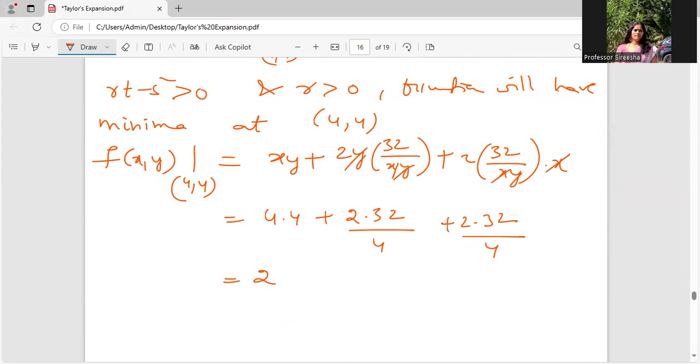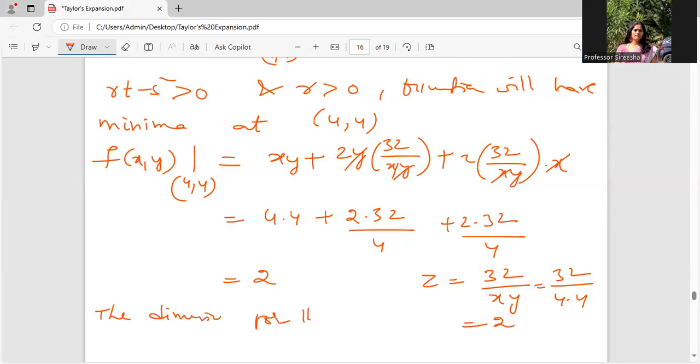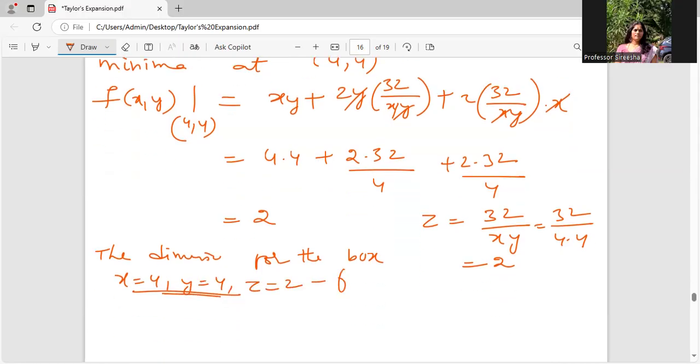Or I can just find out the value of Z. What is Z? 32 by XY. 32 by 4 into 4. So Z value would be 2. So the dimensions for the box: X is 4, Y is also 4, Z is 2. Those are the dimensions required for the least material required for the construction of the box.